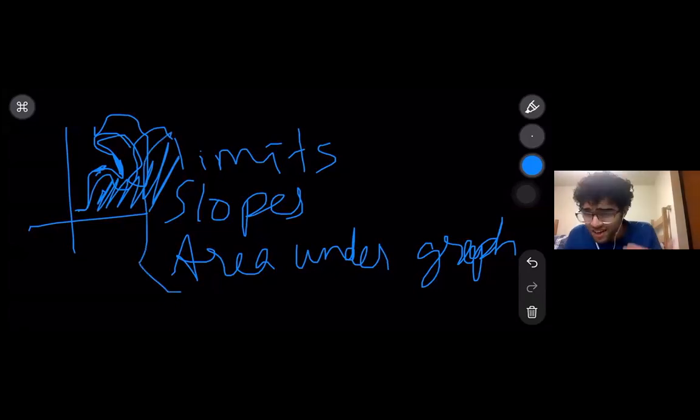So we will revisit limits next time, and we will also study slopes with slightly more complicated examples. And let's go on this beautiful journey of studying calculus.